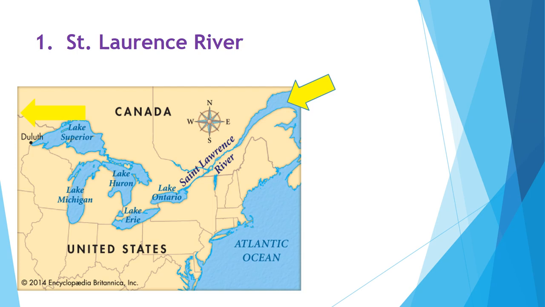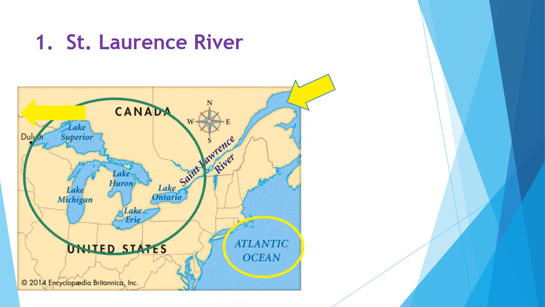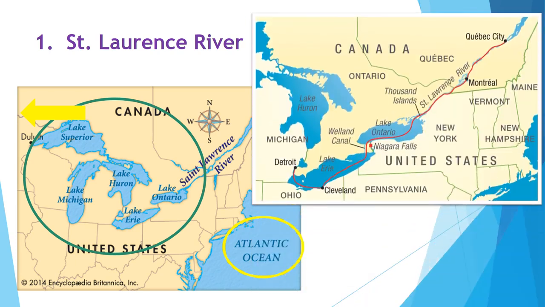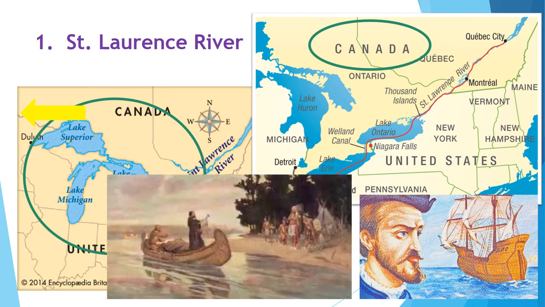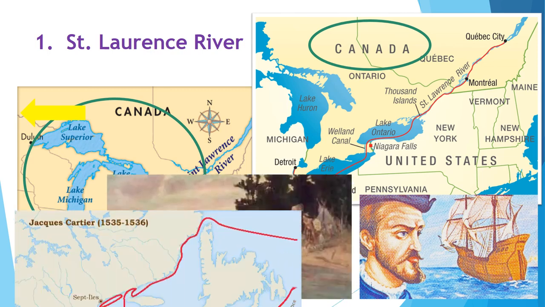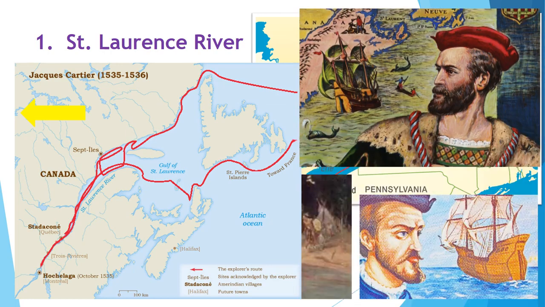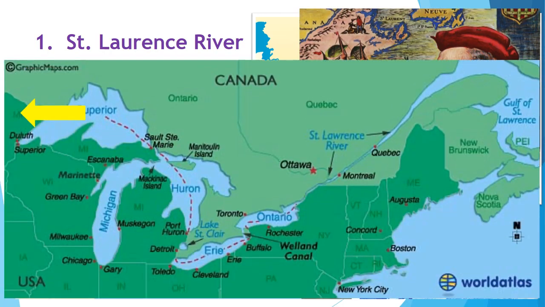The St. Lawrence River connects the Great Lakes with the Atlantic Ocean. It forms part of the border between eastern Canada and the state of New York. Many explorers used this waterway as a water road into the unknown New World, hoping that if they followed it far enough west, they could get to the Pacific Ocean. Draw a water road next to your note on the St. Lawrence River.